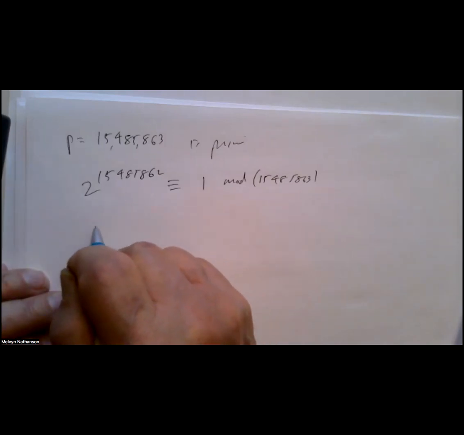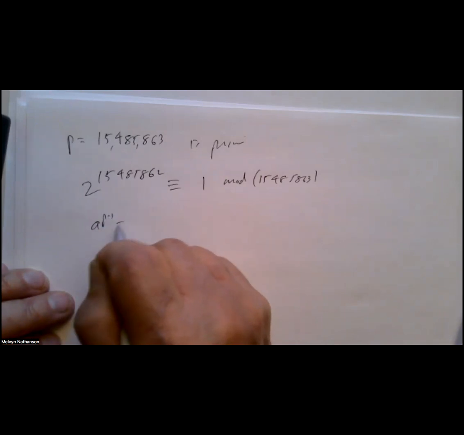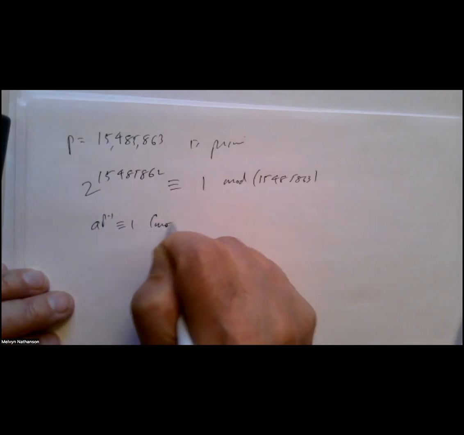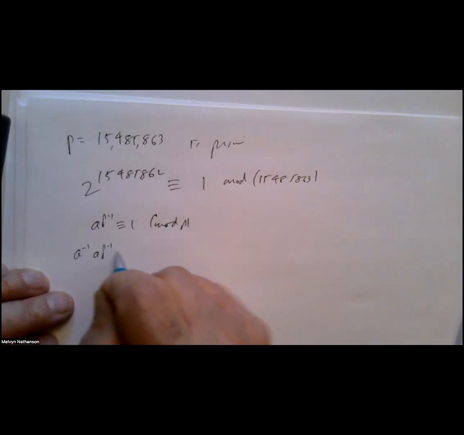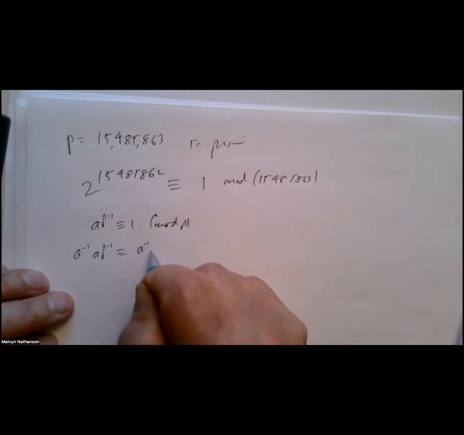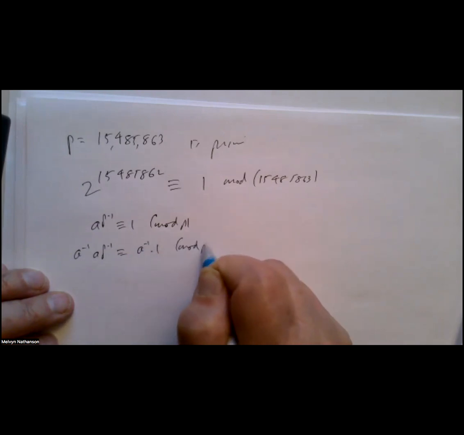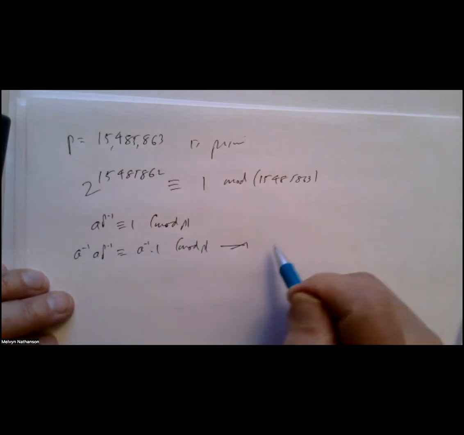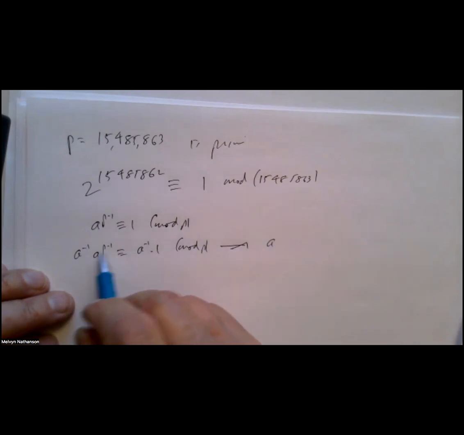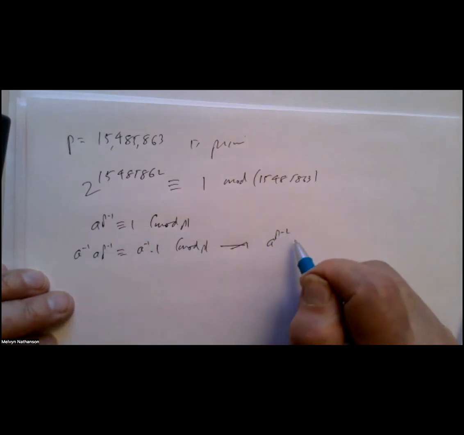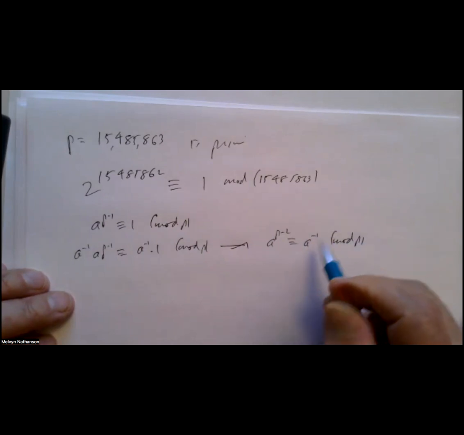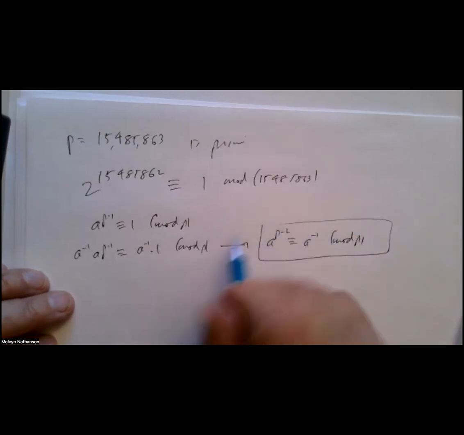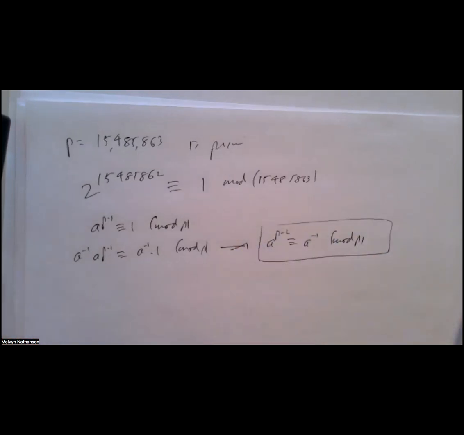One other fact is the following. A to the p minus 1 is congruent to 1 mod p. If I multiply by A inverse, which is the same as saying that A to the p minus 1 minus 1, A to the p minus 2, is congruent to A inverse mod p. So A inverse is always A to the p minus 2 mod p, which is sometimes a useful fact.